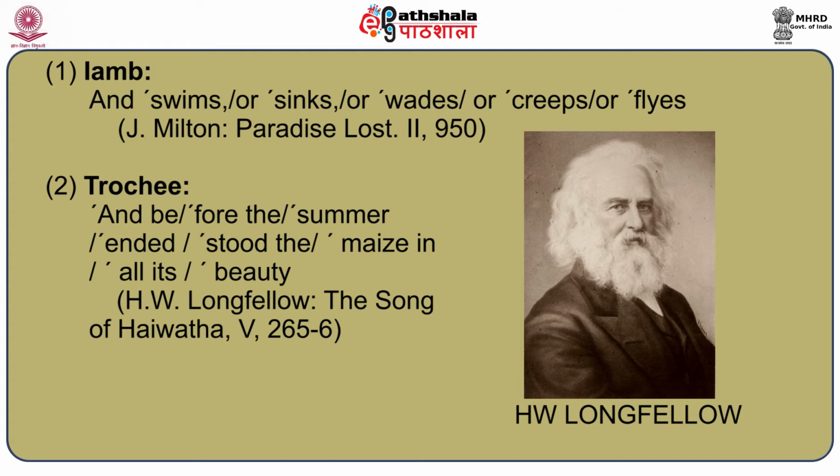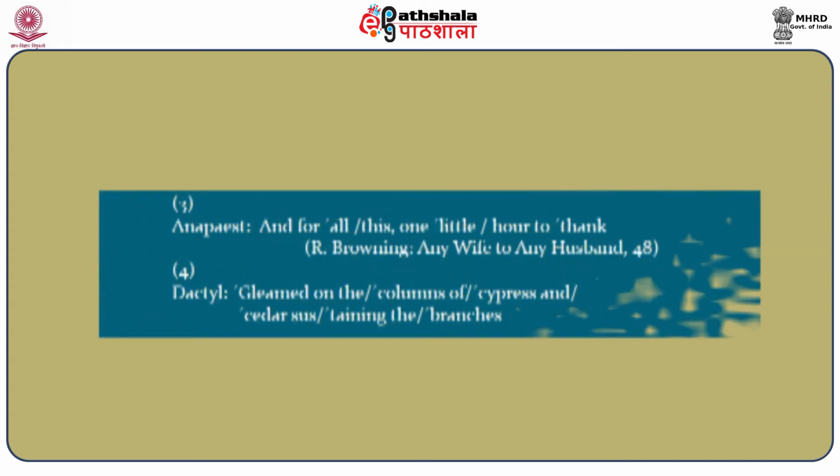So we have trochee, a meter which is trochaic. And the first one was a meter that was iambic. In Anapest, the 3-syllable meter, it is unstressed, unstressed, stressed.